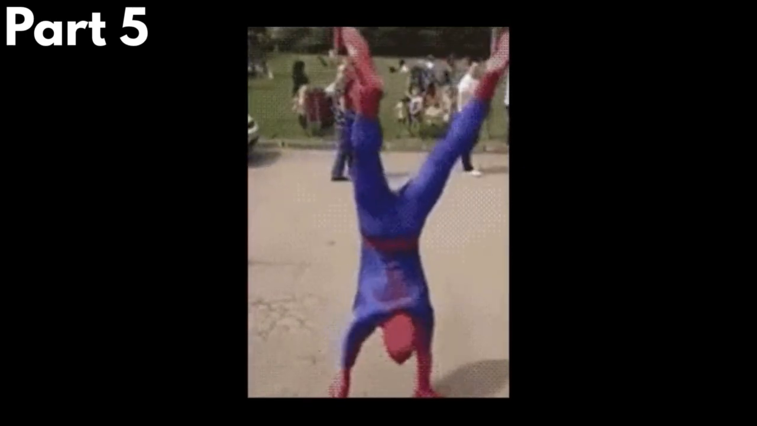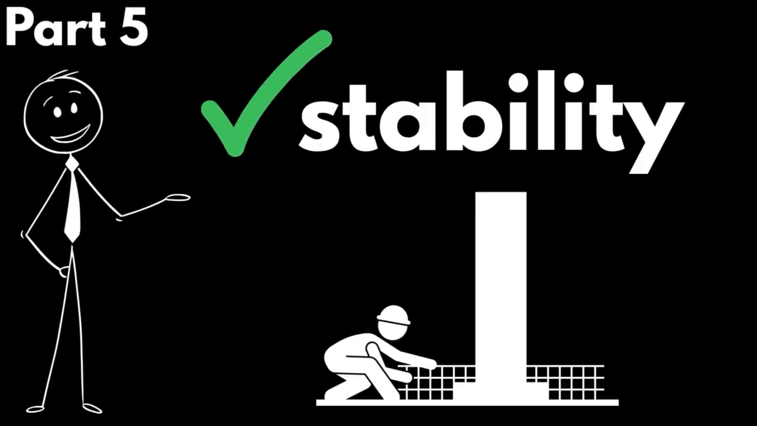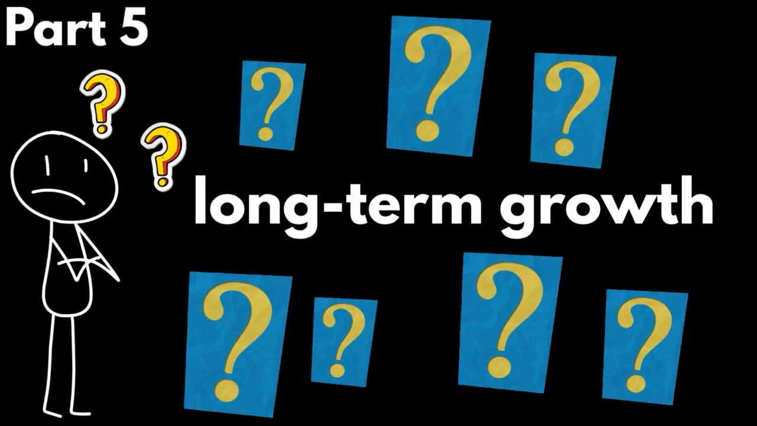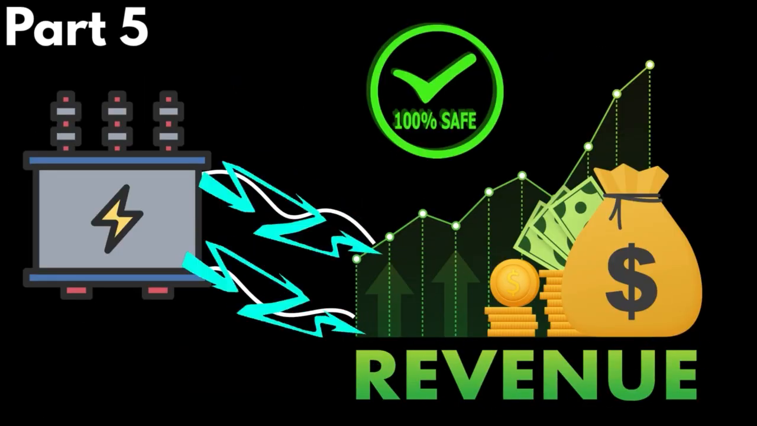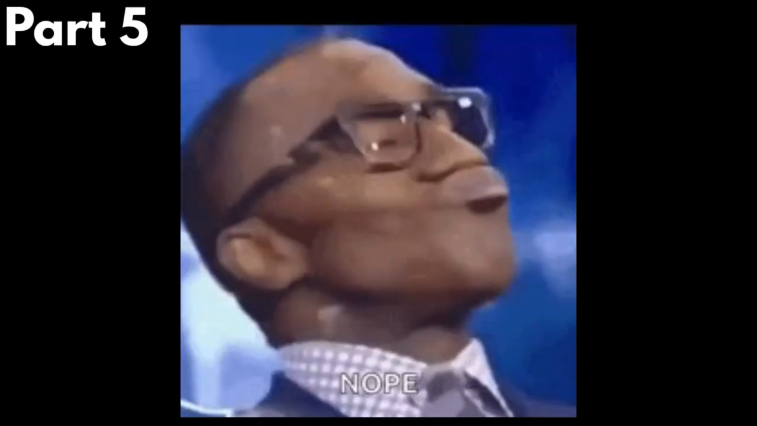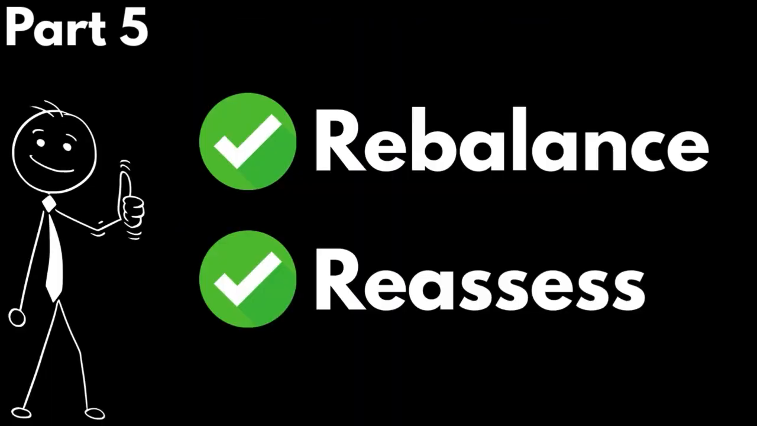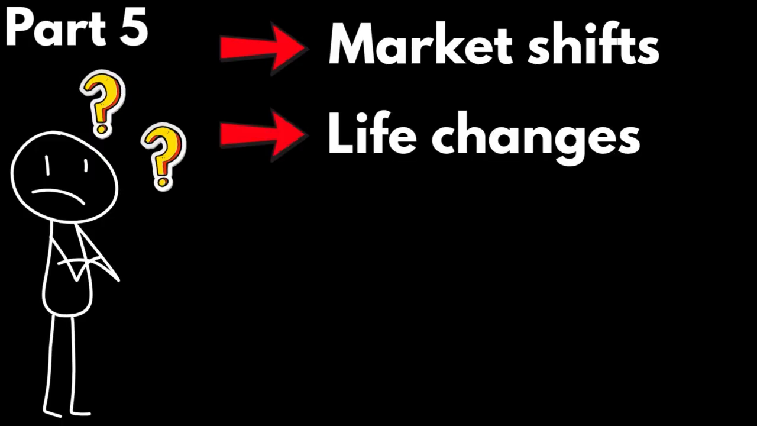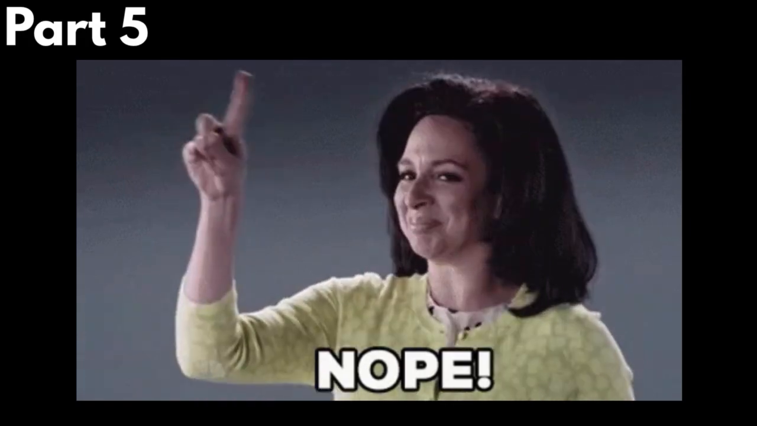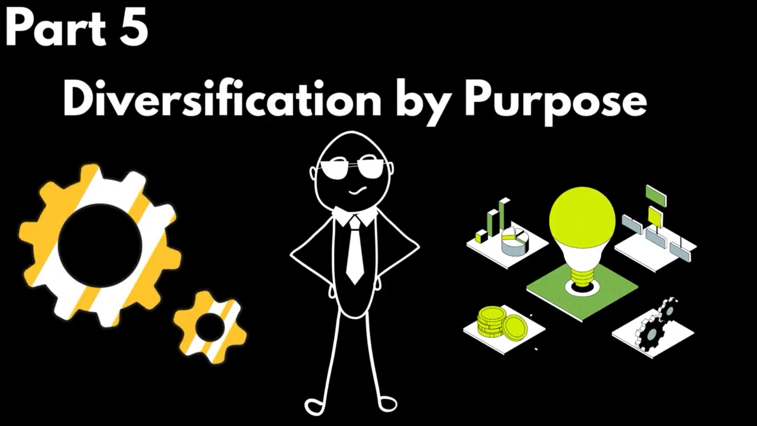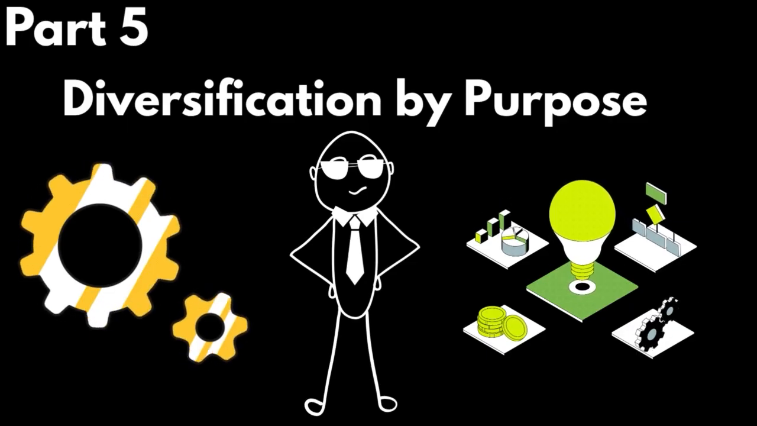Here is the trick. Your mix should match your mindset. Risk-averse? Load up on stability. Chasing long-term growth? Tilt toward income growers. Comfortable riding volatility? Add a bit more booster, but keep it measured. And this is not a set-it-and-forget-it game. Rebalance. Reassess. As markets shift and your life changes, your layers should adjust too. This is not diversification by sector. This is diversification by purpose, a system, with each part doing its job.